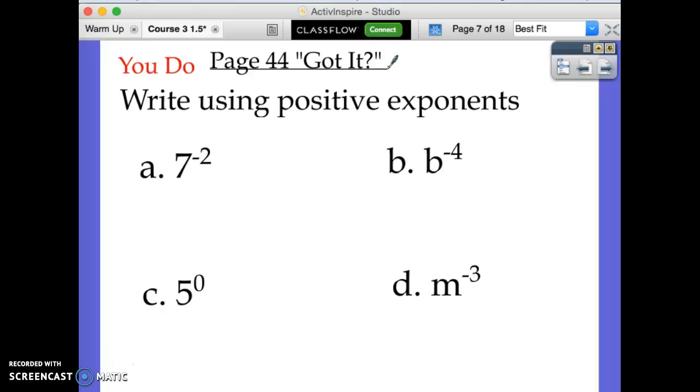So you should have had a minute to work. So this, we have 1 over 7 squared. This becomes 1 over b to the positive 4th. Anything to the 0 power is 1. That's an ugly 1, but it is a 1. And 1 over m to the positive 3rd.